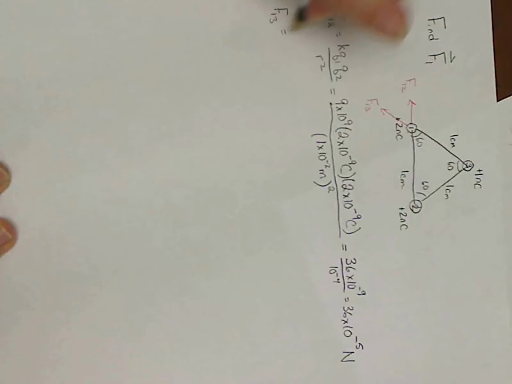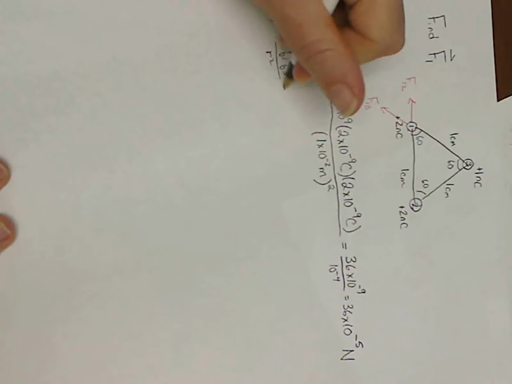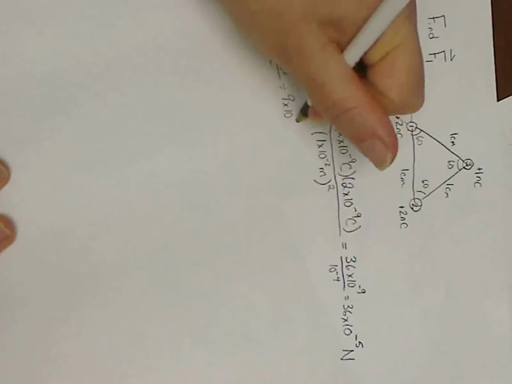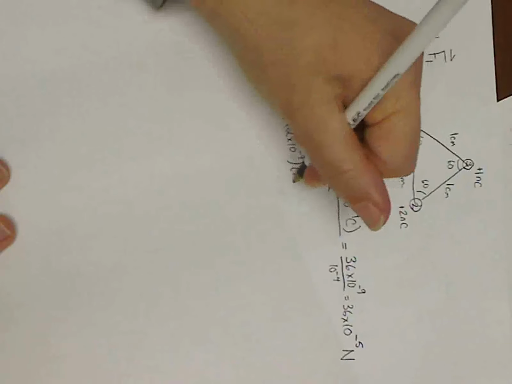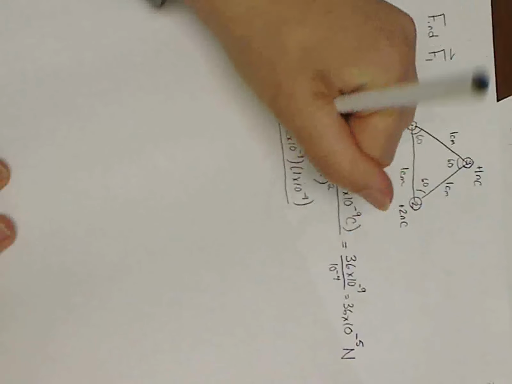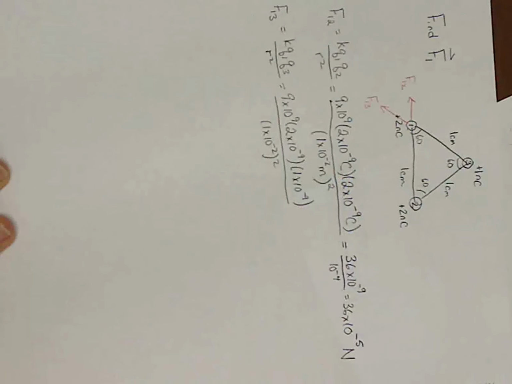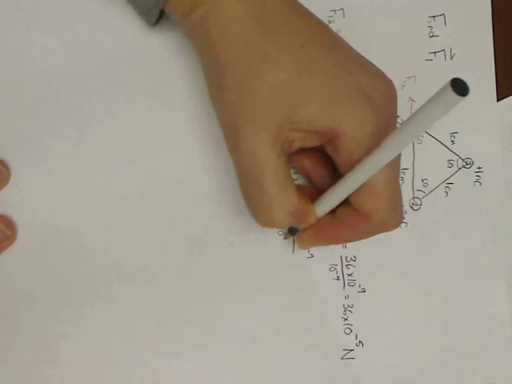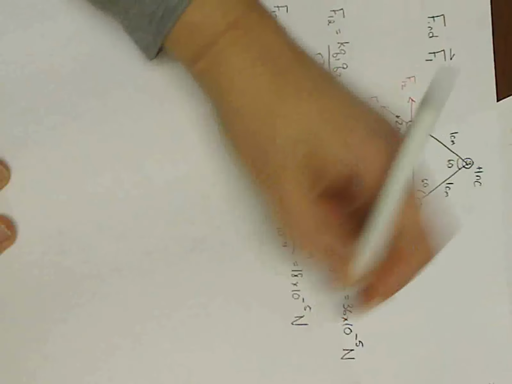The force on 1 due to 3 is K Q1 Q3 over the distance between those squared. And again, the distance is just one side of the triangle, 1 centimeter. So I've got 9 times 10 to the 9 times 2 times 10 to the negative 9, which is Q1. Q3 is 1 times 10 to the negative 9. And the distance again is 1 centimeter. Got to square that. So on top, I've got 18 times 10 to the negative 9. On the bottom, 10 to the minus 4. So I get 18 times 10 to the negative 5 newtons.